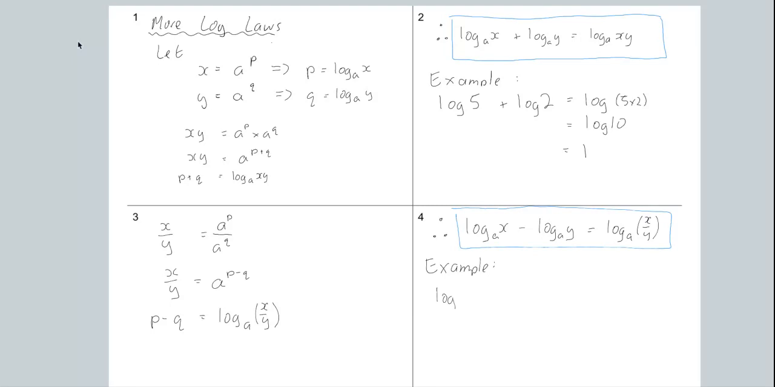Okay, so here's a really simple example again.